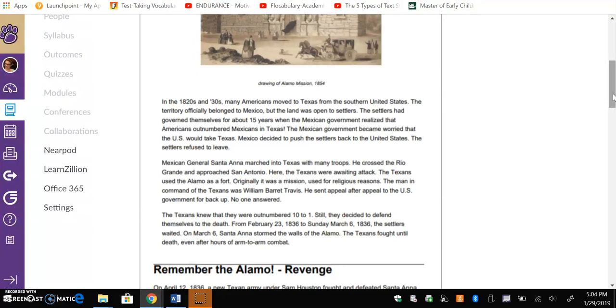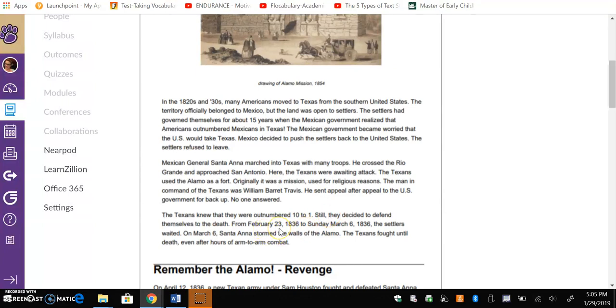Mexican General Santa Anna marched into Texas with many troops. He crossed the Rio Grande and approached San Antonio. Here the Texans were awaiting attack. The Texans used the Alamo as a fort. Originally, it was a mission used for religious reasons. The man in command of the Texans was William Barrett Travis. He sent appeal after appeal to the U.S. government for backup. No one answered. The Texans knew that they were outnumbered 10-1. Still, they decided to defend themselves to the death.